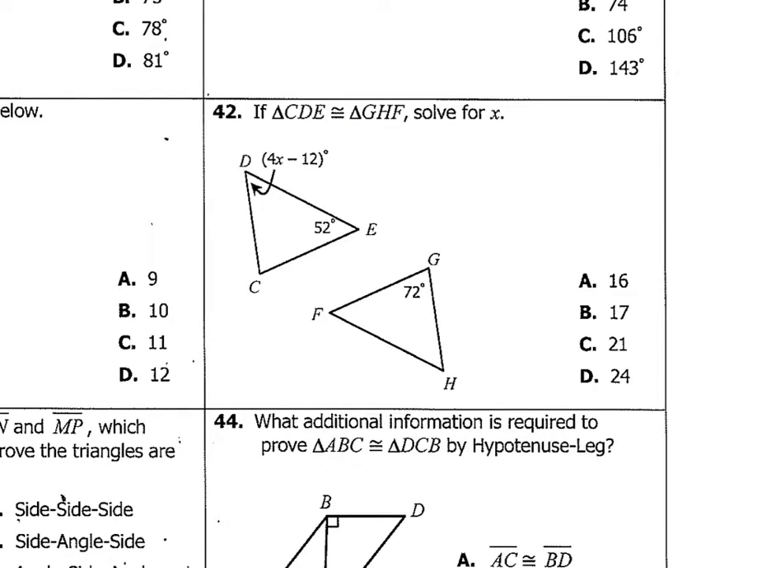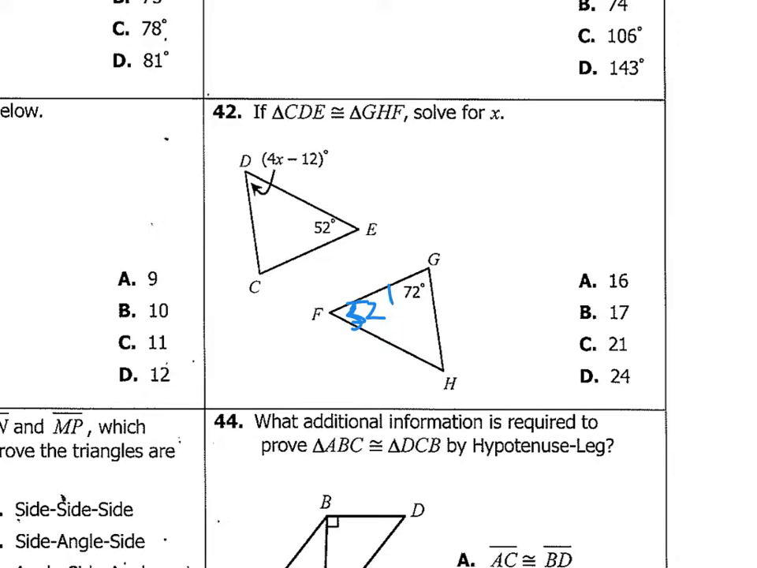42. The two triangles are congruent. We're solving for x. Okay, so we've got an expression here for D. So D corresponds with H. We don't know how many degrees H is, so let's do some more logic. E, we've got this one, is 52. E corresponds with F, so that means this is 52.